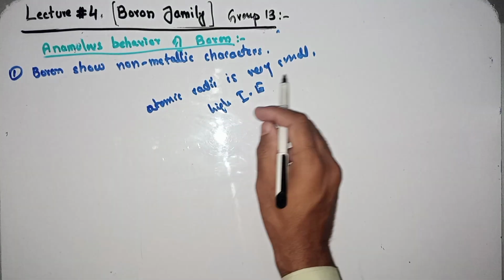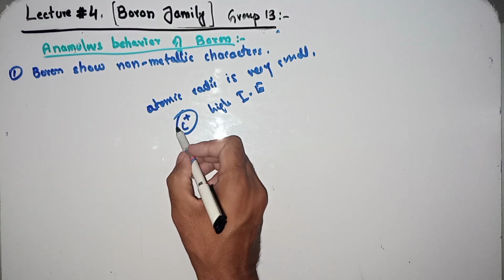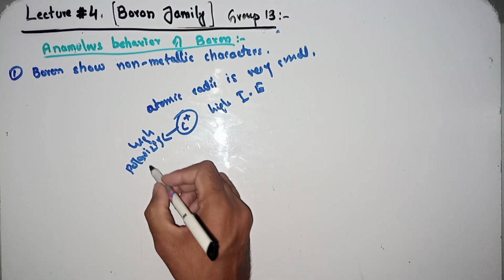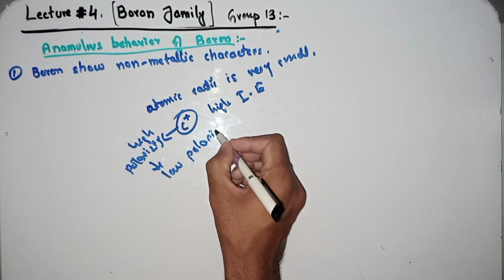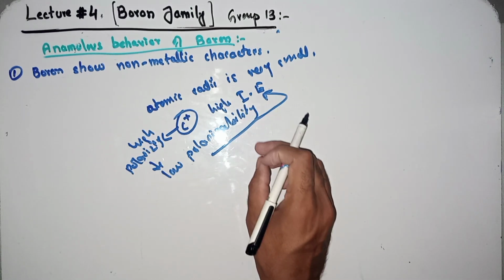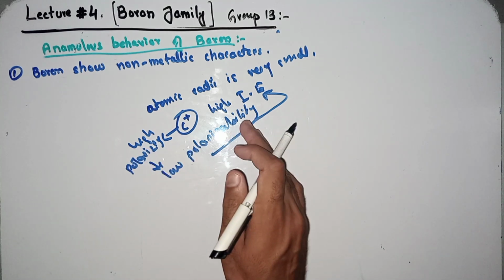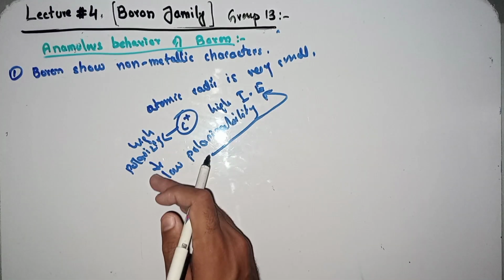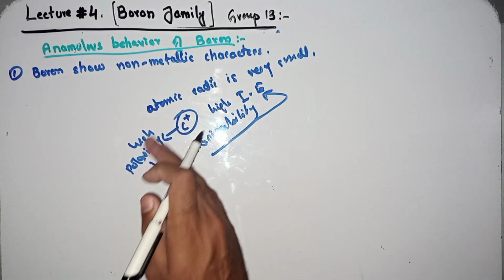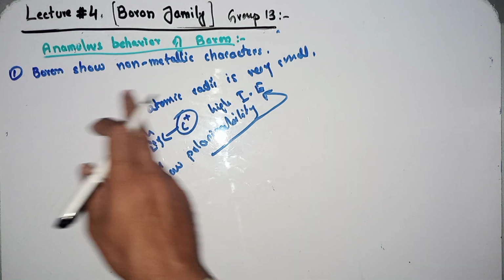According to Fajan's rule, a cation with a small radius, that is a positively charged ion with small size, will have high polarizing power, and elements with high polarizing power have low polarizability. Elements with low polarizability have high ionization energy. When ionization energy is high, it is very difficult to ionize the atom. Non-metallic elements are those with high ionization energy, where the electron is removed only with very high energy. So that's why boron shows non-metallic character.